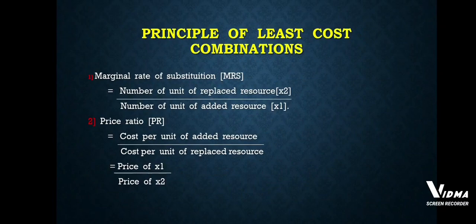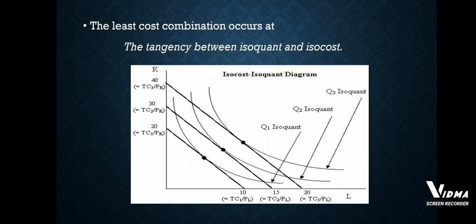Principles of least cost combinations. There are two principles that are involved in the least cost combinations. They are the marginal rate of substitution, MRS, and the price ratio, PR. The marginal rate of substitution can be written as number of units of replaced resource divided by the number of units of added resource. Now the price ratio: cost per unit of added resource divided by the cost per unit of replaced resource. It can also be written as price of x1 divided by the price of x2.